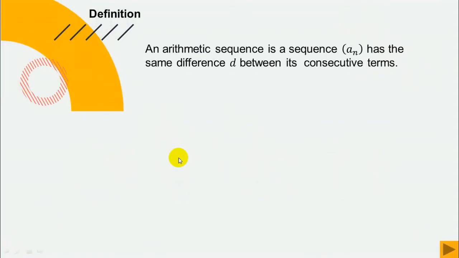The definition of an arithmetic sequence is a sequence Un that has the same difference d between its consecutive terms. So if you find a sequence and you see the difference from the second term to the third term and then the fourth term, and they have the same difference, it is called an arithmetic sequence.